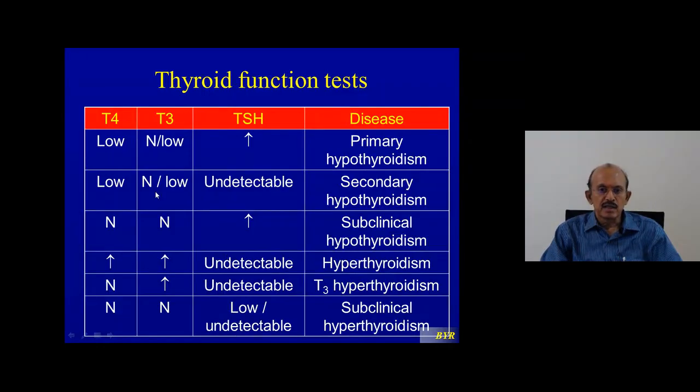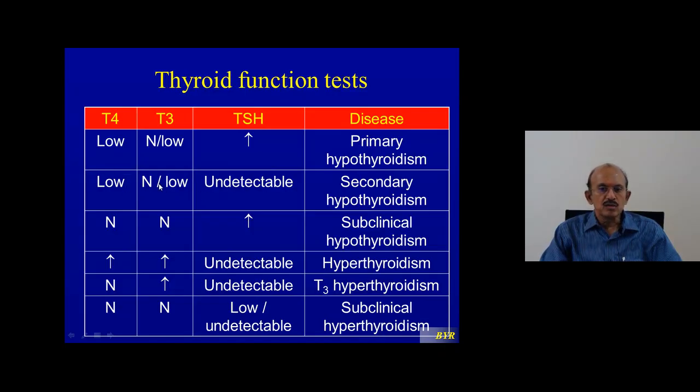The thyroid function tests: T4, T3 are low. So when they are low, automatically TSH will be elevated. It is primary hypothyroidism.